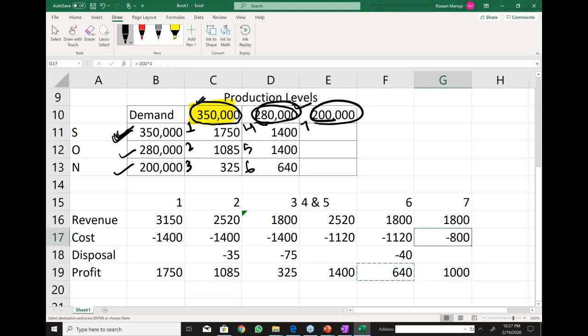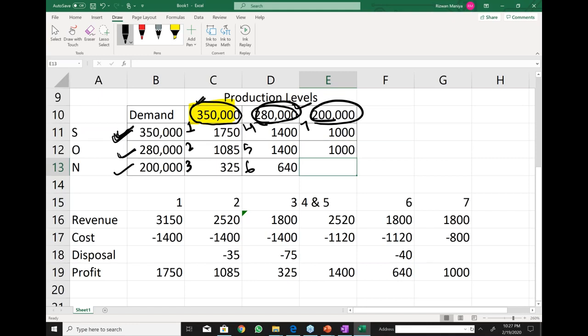Now, the eighth calculation. If you produce 200 and the demand is 280, it's the same thing. You will just sell 200 because demand is 280 and you produced 200. So the cost is on 200 and the profit is 1000. Isn't it the same thing, guys? Yes, it's the same thing. So nothing to work out, just give the reference.